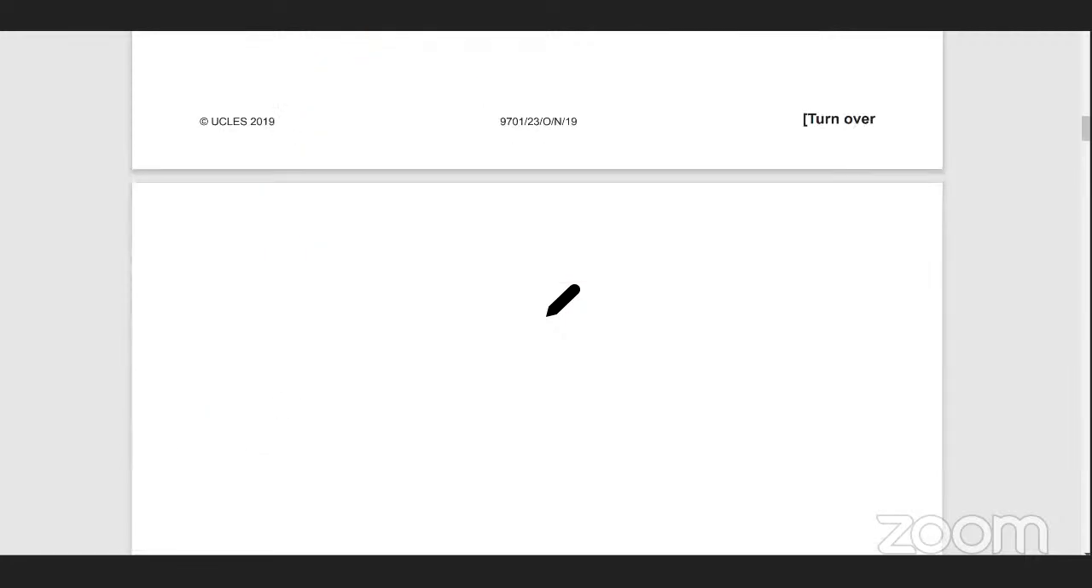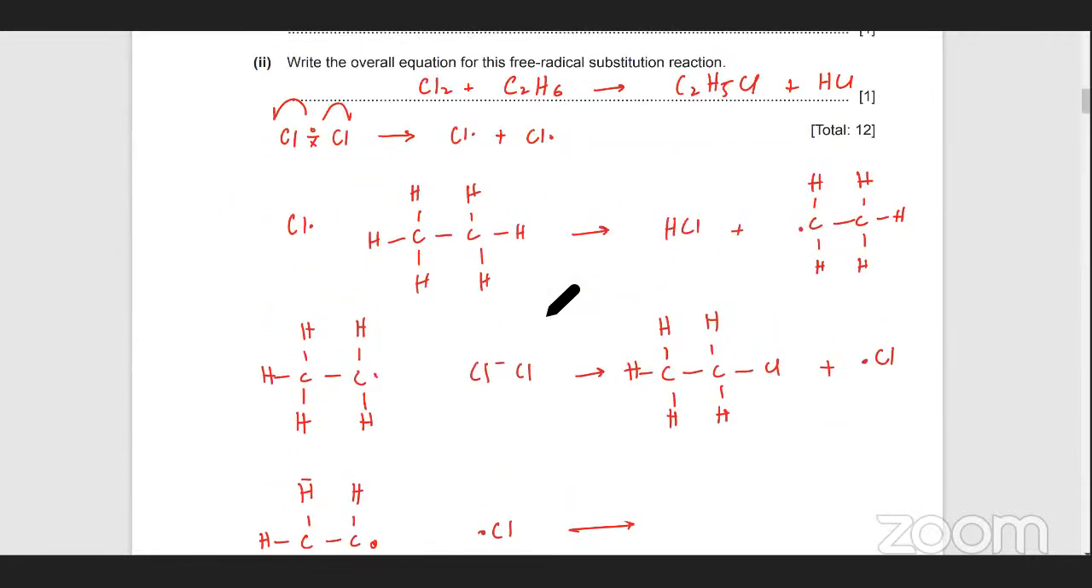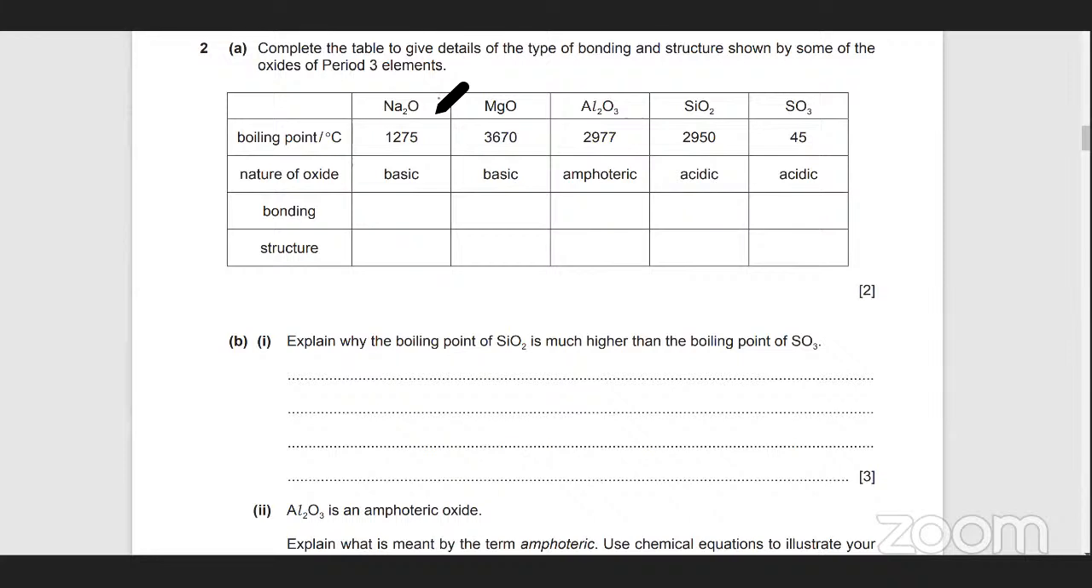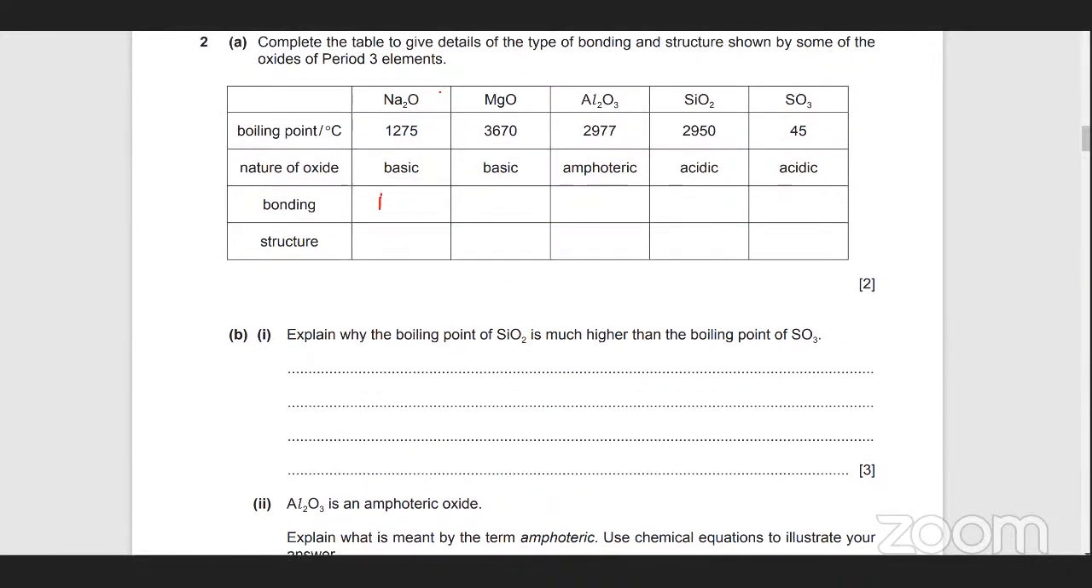ठीक है. इतनी space क्यों दी हुई है? How many marks was this? I said just 1 mark. I said then you have type of bonding, sodium oxide. What's the type of bonding that happens in sodium oxide? Ionic. ठीक है, that one is ionic. What about MgO? Ionic. Aluminum oxide. Partial ionic and covalent. No, aluminum oxide is ionic. Remember, the exception is aluminum chloride. That is covalent.